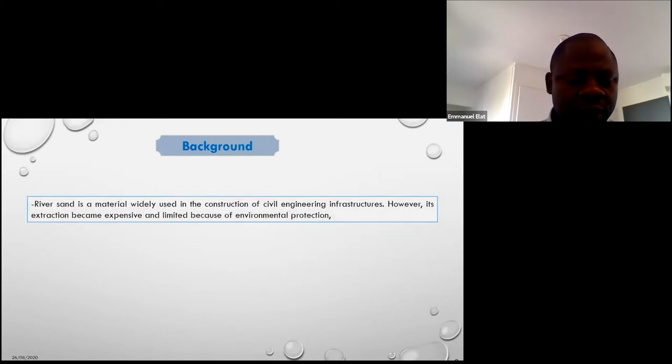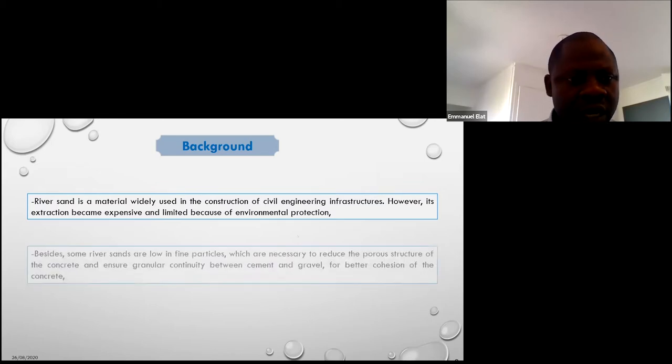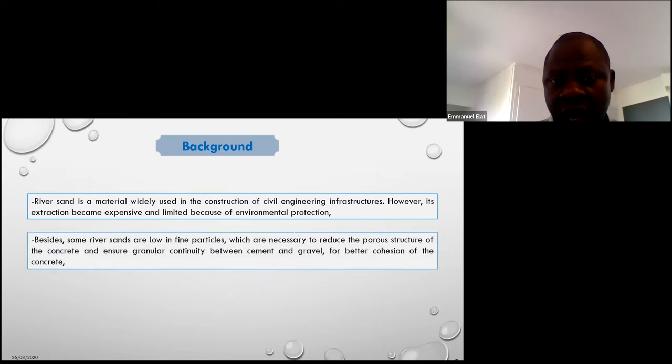So concerning the context, we can say that river sand is a material widely used in the construction of civil engineering infrastructure. However, extraction becomes expensive and limited because of environmental protection. Besides, some river sands are low in fine particles, which are necessary to reduce the pores of the concrete and reduce the granular discontinuity between cement and gravels for better cohesion of concrete.